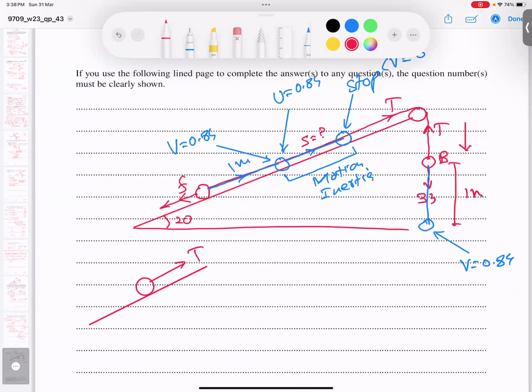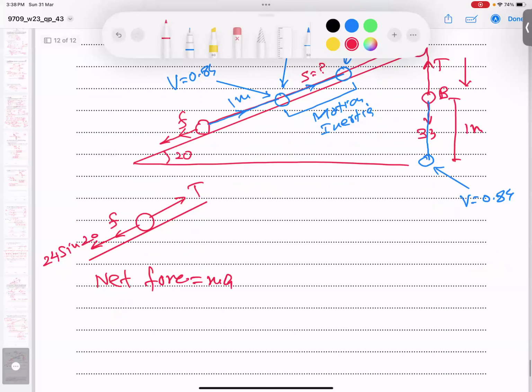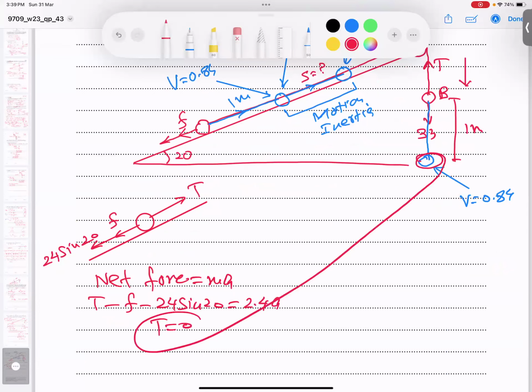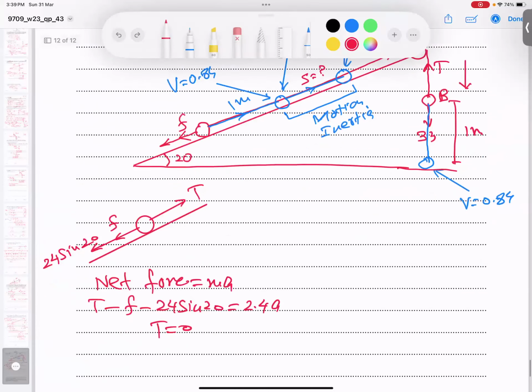Tension upwards, weight component downwards, friction downwards, and 24 sine 20. According to the situation, net force equals ma. It means I can say here tension minus friction minus 24 sine 20 is equal to ma. Mass is 2.4, and the tension becomes 0. Logic: when this particle hits the ground, the tension is finished, over, and becomes 0. That is why I'm keeping 0 here.